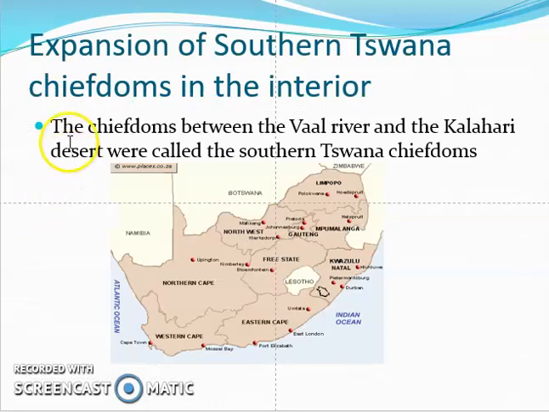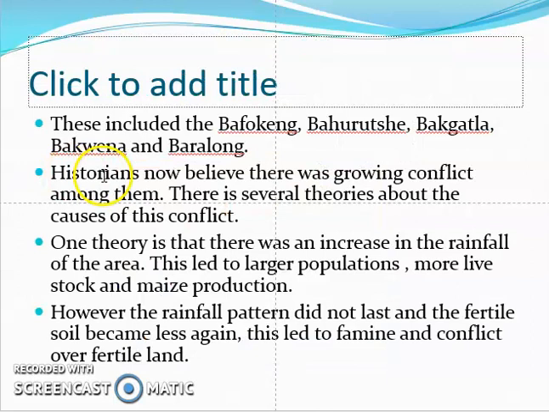We're going to look at the expansion of the southern Tswana chiefdoms in the interior. Now, the southern Tswana were between the Vaal and the Kalahari, so that area, or northwest, no? That's where we found the Tswana people. Now these people included the Bafokeng, the Bahurutsi, the Bakgatla, the Bakwena, and the Baralong.